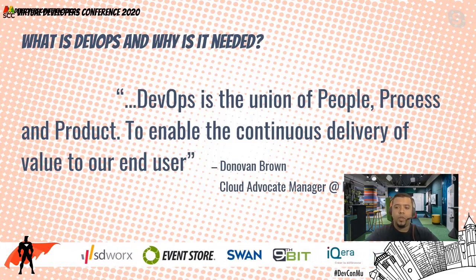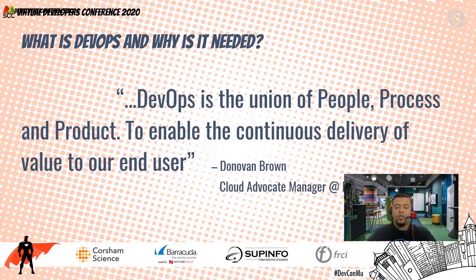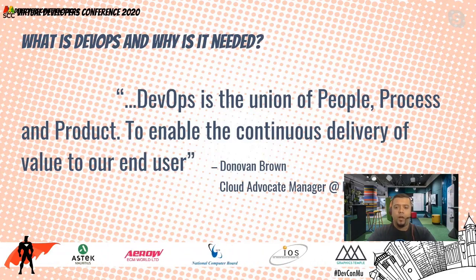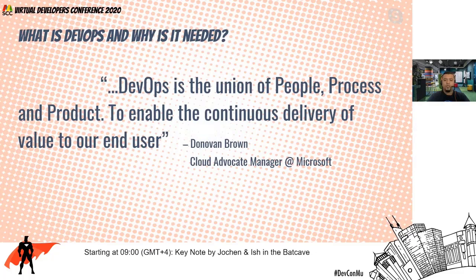DevOps is the union of people, process, and product to enable the continuous delivery of value to our end user. People are mainly the developers and the operations team. Process is what you do from the beginning to the end, meaning from developers building the code, QA testing the code, packaging everything, to the operations team deploying the code to their resources, whether on-prem or in the cloud.